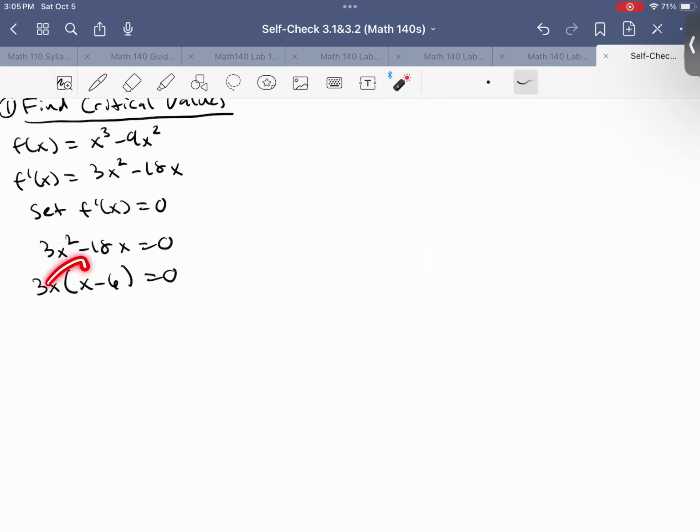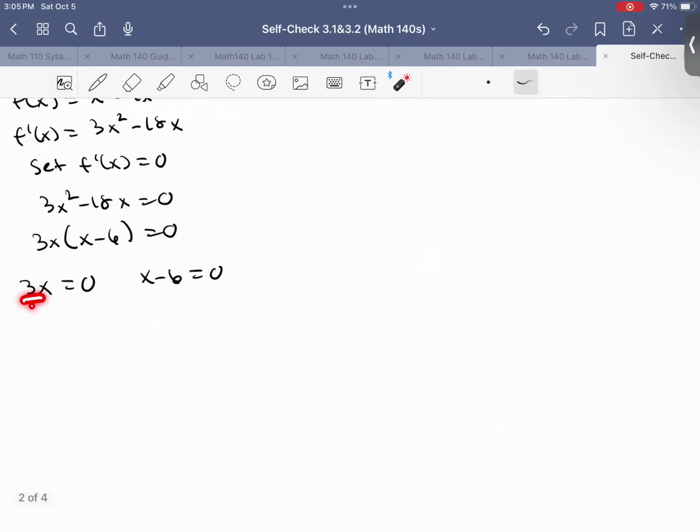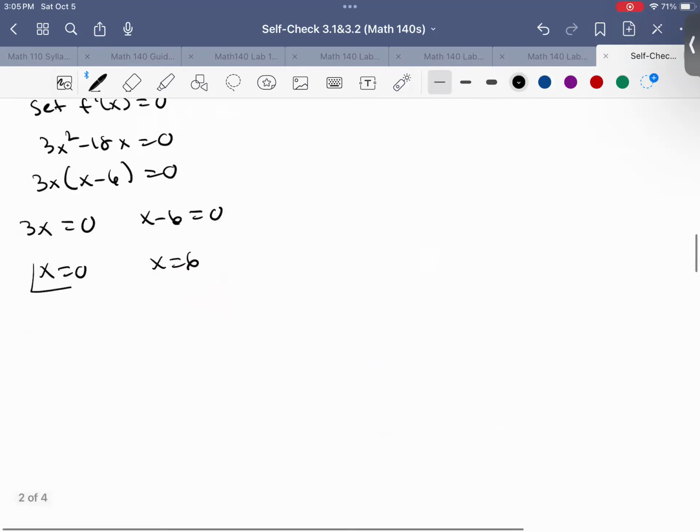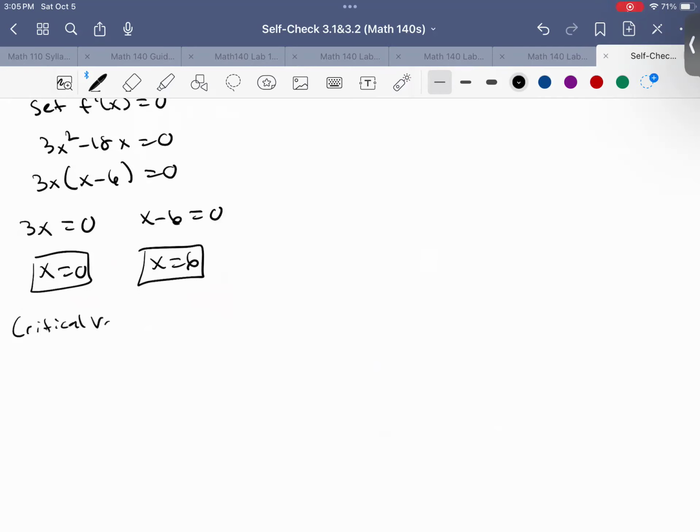You can double check your work. If you distribute that back in, you'll get 3x squared minus 18x. But then you can just isolate these. So you have 3x equals 0, and then x minus 6 equals 0, and just solve for them. Dividing by 3 on both sides, you'll get x equals 0. And if you add 6 to both sides, you'll get x equals 6. So your critical values are x equals 0 and 6.